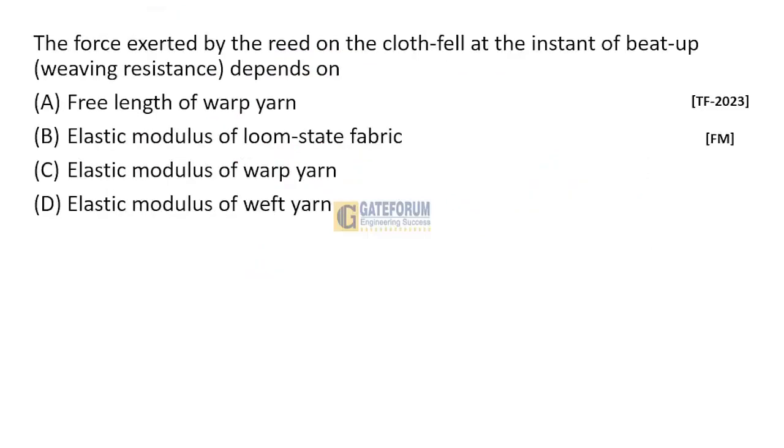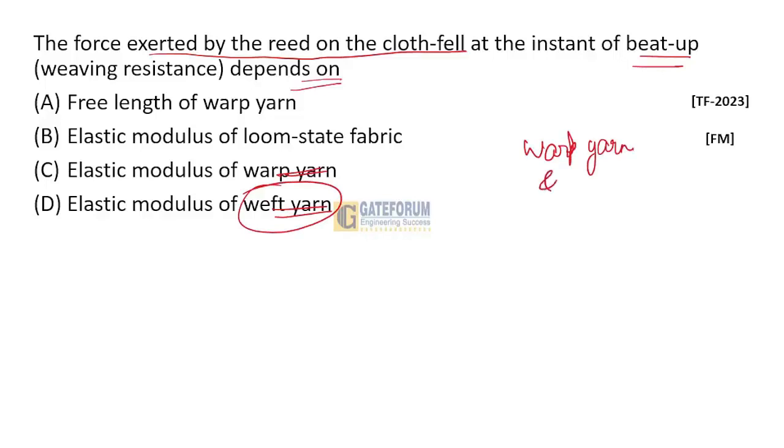This is a fabric manufacturing question. It says that the force exerted by the reed on the cloth fell at the instant of the beat up, weaving resistance, depends on these four factors: free length of the warp yarn, elastic modulus of the loom state fabric, elastic modulus of the warp yarn, and elastic modulus of the weft yarn. So basically there are two things, warp yarn and weft yarn and their modulus.